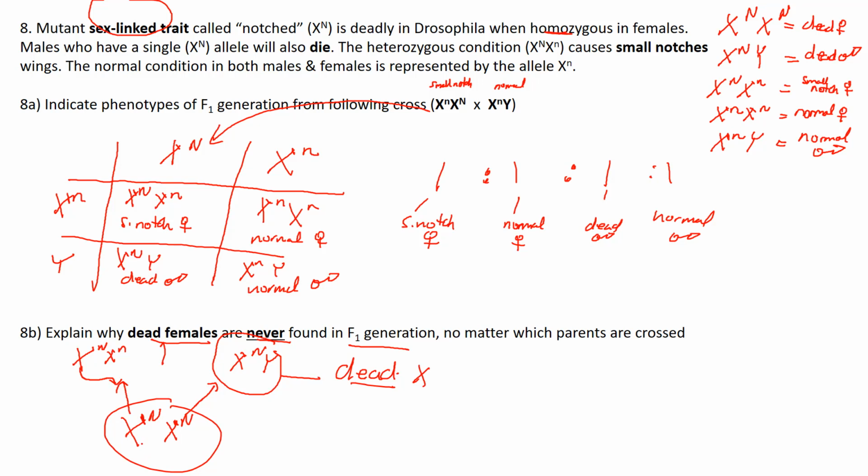So that's why you never see dead females, because the male must be carrying that capital N allele for being dead, and there's no way he's going to mate in order to be able to do that.